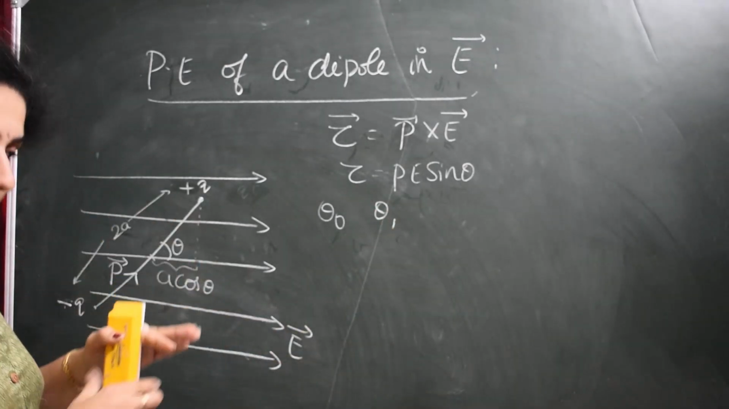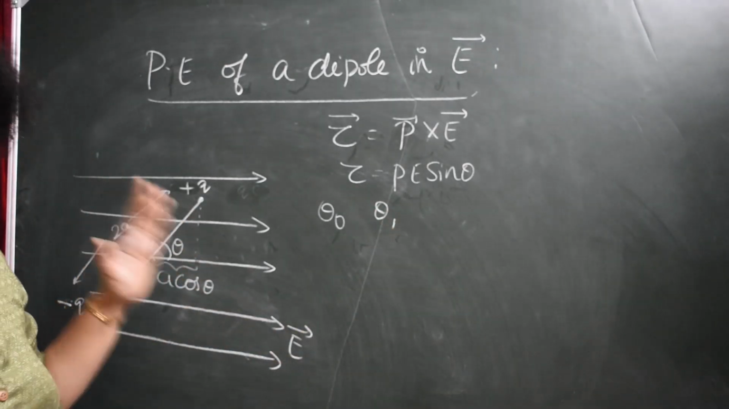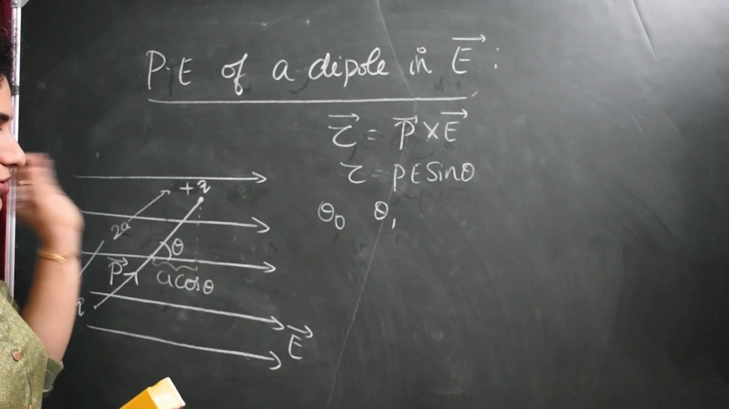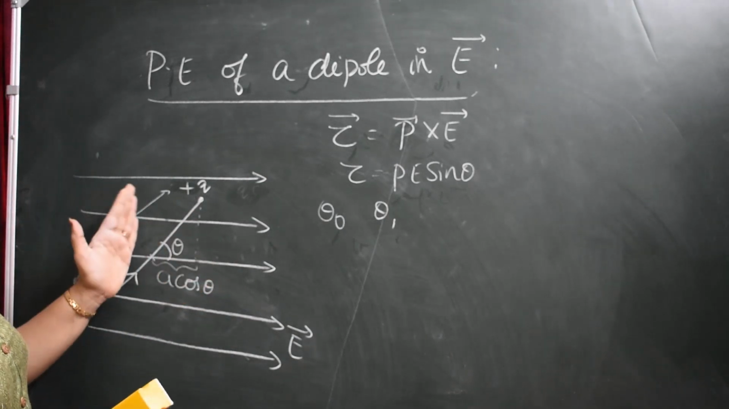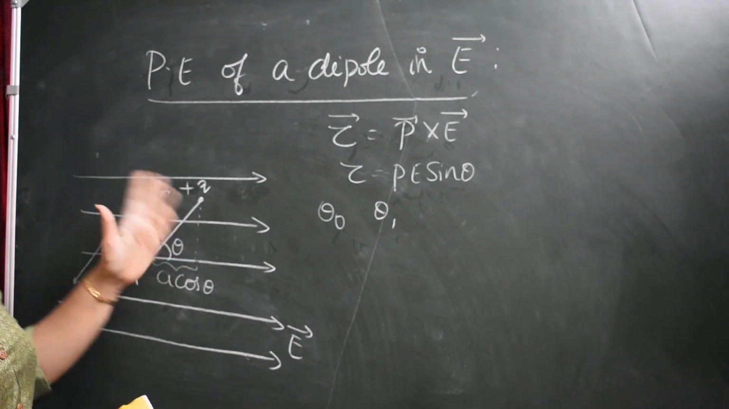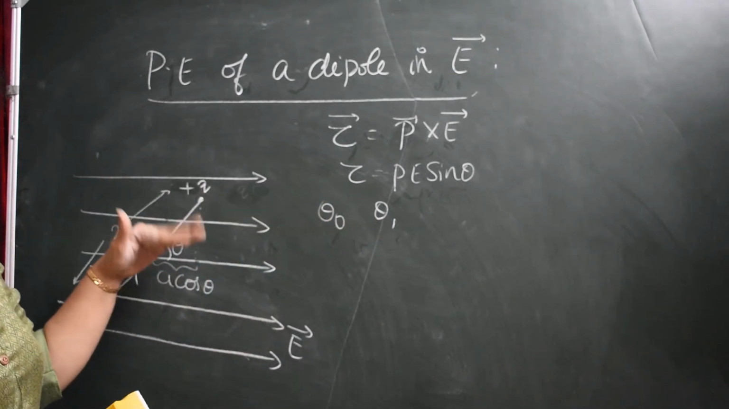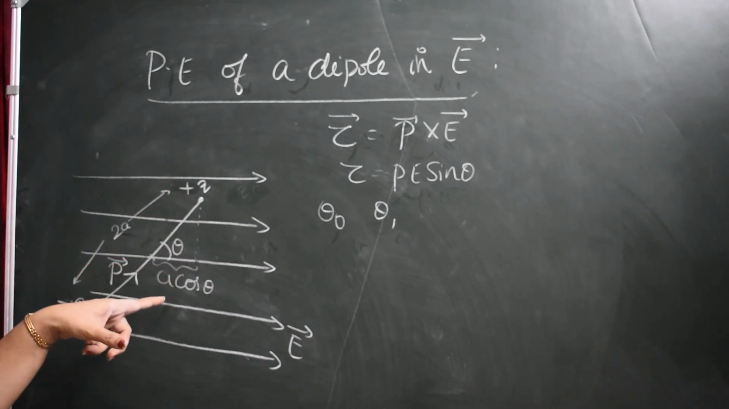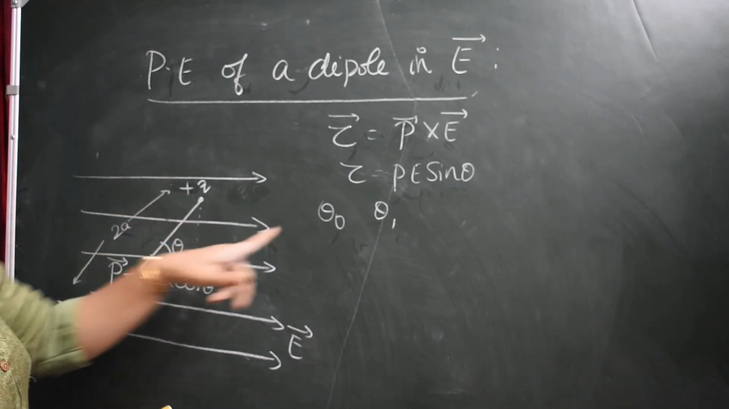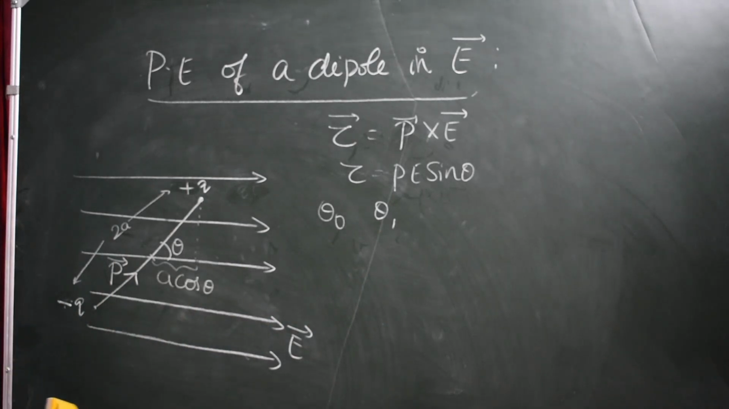You have some field or external torque, an extra force you are creating here, such that it keeps on rotating between these two angles, theta naught and theta 1. Now you have to calculate the total amount of work done in moving from theta naught to theta 1.